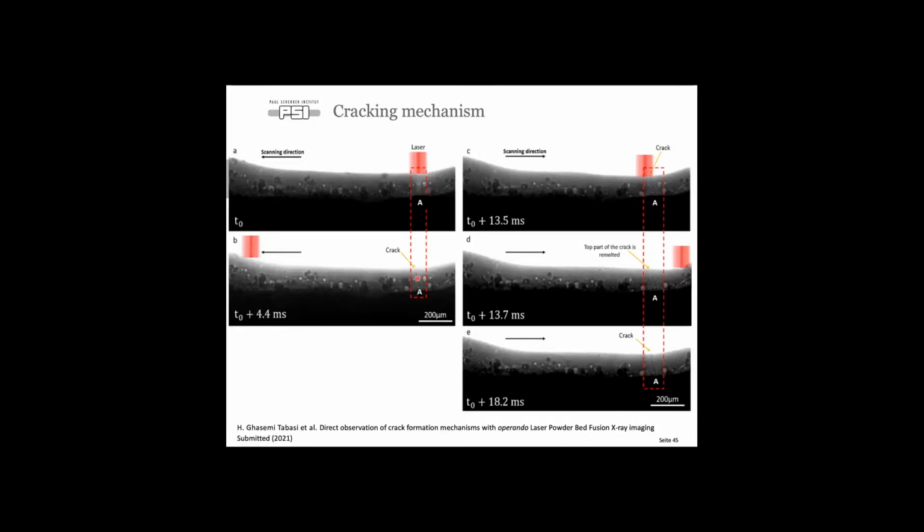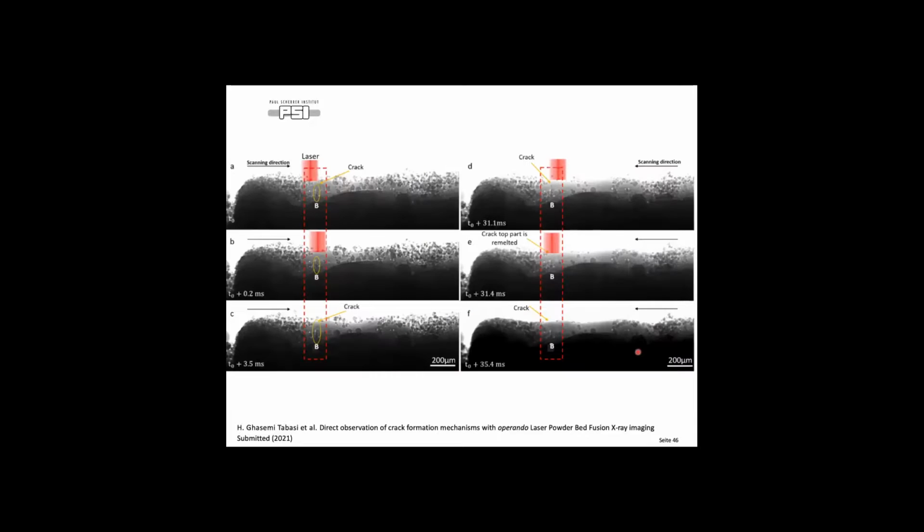Then the laser beam turns around, comes back, and then there is a remelt, there is a melting of this top part, and so part of the crack is actually remelted, and then at some point the laser beam is far away again and the crack reappears. And so this is a scenario that is coming back, that we have seen multiple times in various samples. Another mechanism that we have seen is shown here.